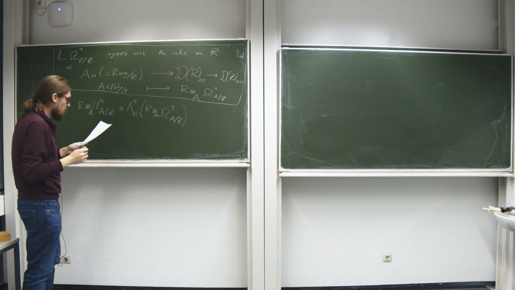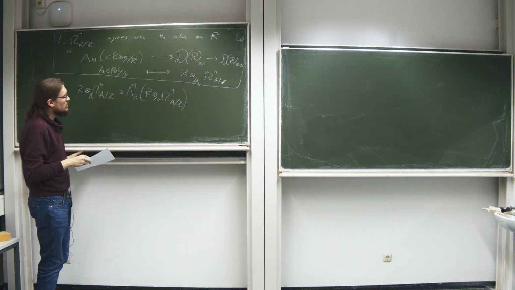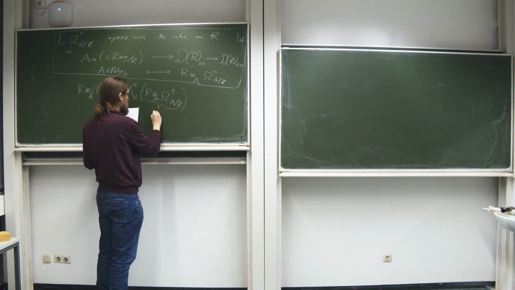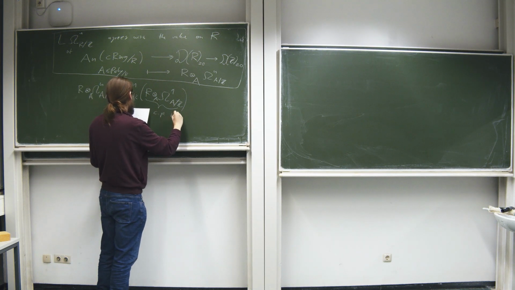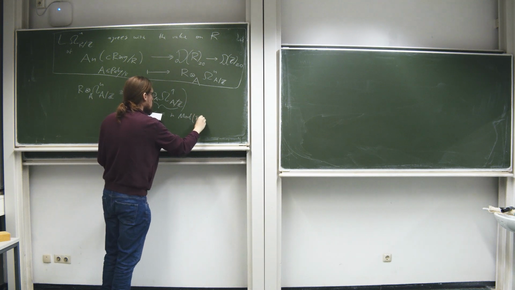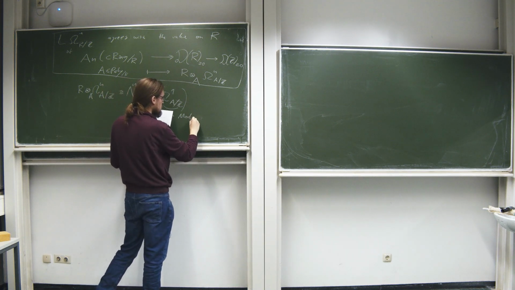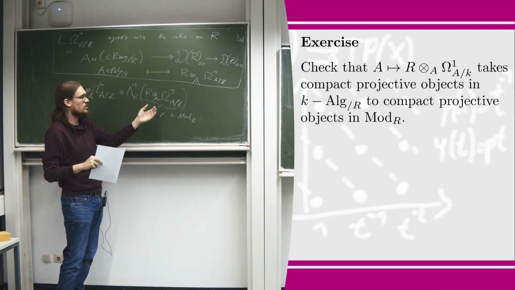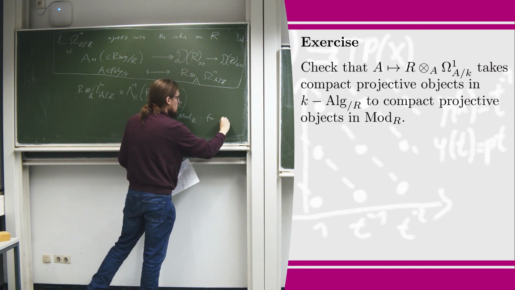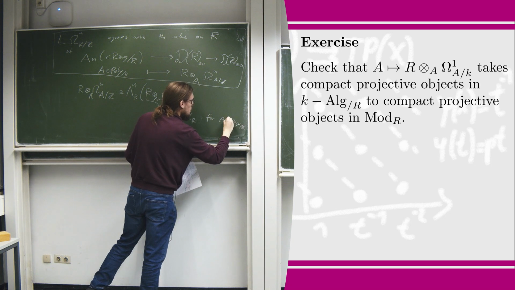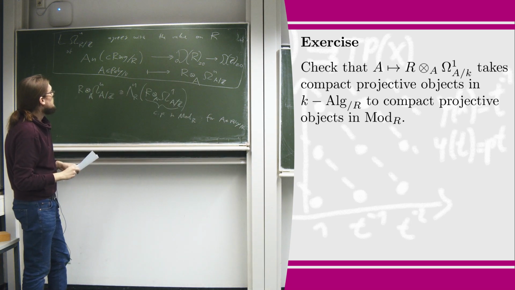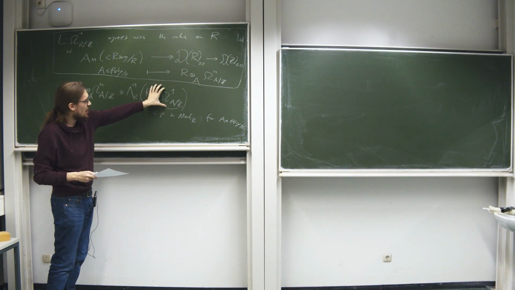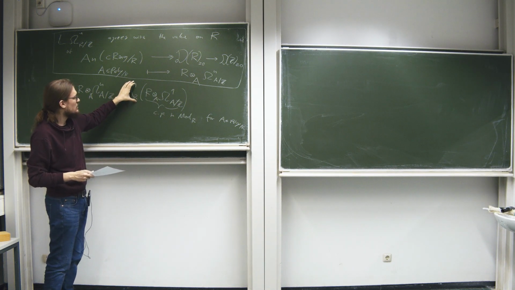Okay, and now we're in business, because it turns out this is always, for every polynomial algebra, compact projective in mod R. Maybe again a good exercise to check that for yourself. Again, you have to think a little bit about what this omega 1 does. So we're saying here that we have a composition of two functors: the functor that takes A to this R module, and then the functor that applies lambda n.